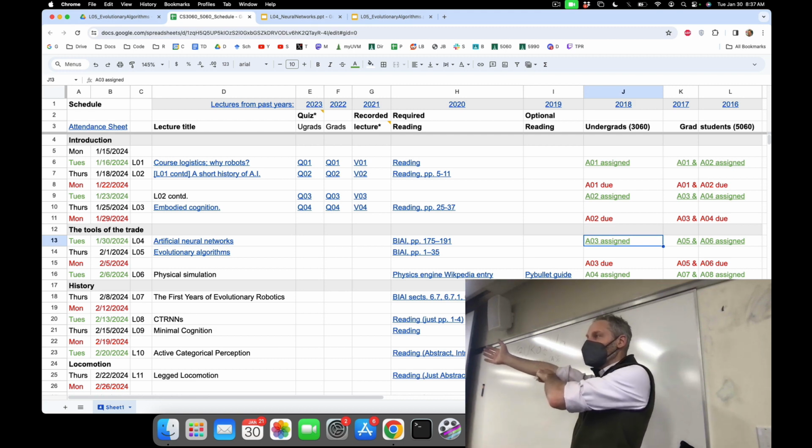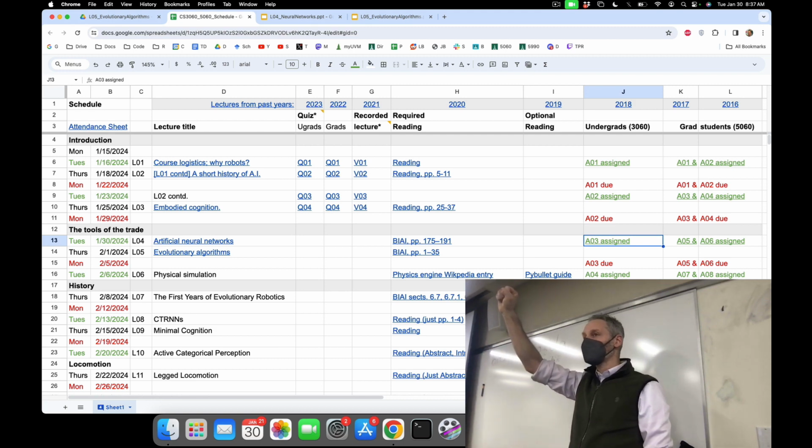When you're setting the position of a joint, you obviously have to supply three numbers because we're working in three dimensions. You're supplying the three-dimensional position of the joint.